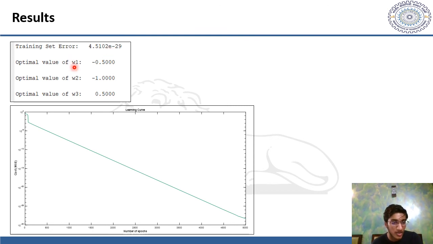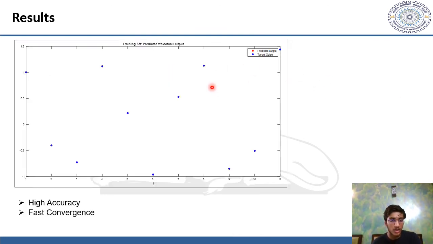Therefore, the values of W1, W2, and W3, and in particular we were only interested in W1 and W2, minus 0.5 and minus 1, give us a very, very accurate estimate of the values of the weights corresponding to the delayed outputs, which were y of k and y of k minus 1, in determining the output y of k plus 1.